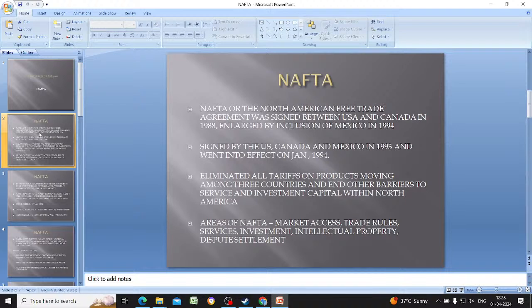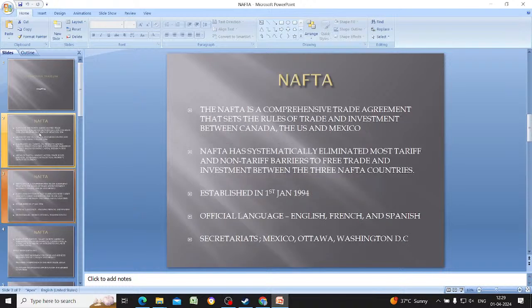Any concern relating to these areas is discussed and solved under NAFTA. NAFTA is a comprehensive trade agreement that sets the rules for trade and investment in Canada, the US, and Mexico. It has systematically eliminated most tariff and non-tariff barriers to free trade and investment between the three NAFTA countries. Which are the three countries? US, Canada, Mexico. It was established in 1994 and the official languages are English, French, and Spanish. The secretariats are in Mexico, Ottawa, and Washington DC.